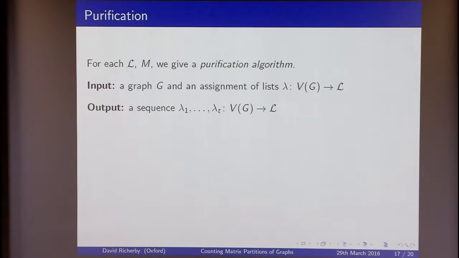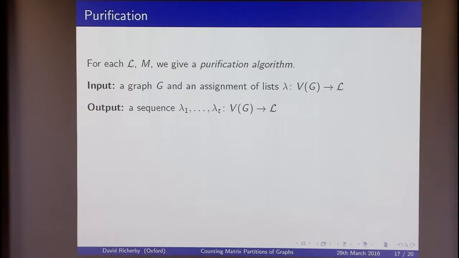Okay, so what do we do if the lists that we've been given allow us access to non-pure submatrices of our matrix? What we do is we purify. So we take our impure lists and we contract them down to get lists which in fact are purifying, and then combine the answers that we get from these.